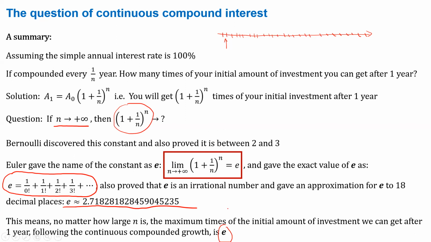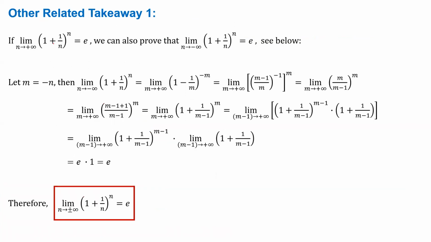Okay, so there are some other related takeaways. So for example, let's have a look at this takeaway here. Well, if the limit of 1 plus 1 over n raised to the power of n when n approaches positive infinity is e, we can also prove that when n approaches negative infinity, the limit of this expression is also e. You can do it like this.